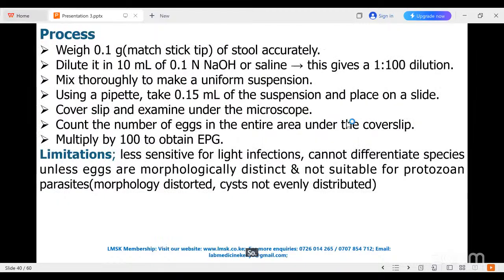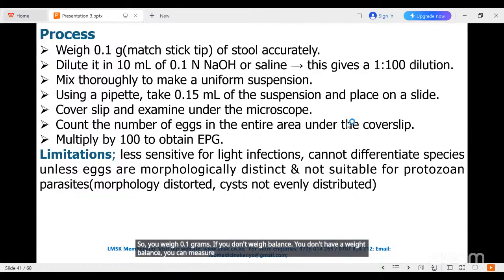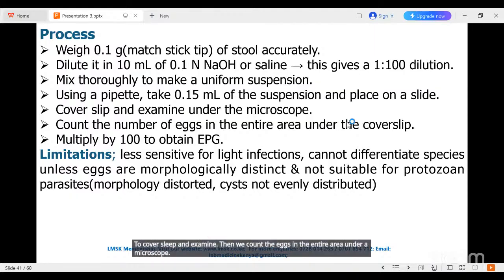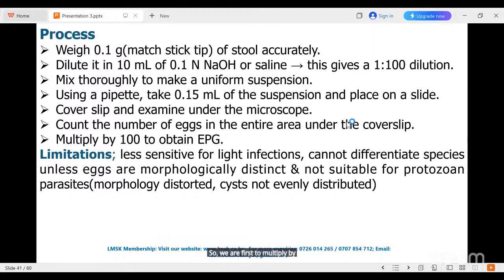You weigh 0.1 gram. If you don't have a weighing balance, you can measure the size of a matchstick tip, which is equivalent to 0.1 grams, and you standardize your method like that. Then you dilute this in 10 ml of 0.1 normality sodium hydroxide or saline. This gives you a ratio of 1 to 100. You mix uniformly, then pipette exactly 0.15 ml of this suspension onto a slide, cover with a cover slip, and examine. Then we count the eggs in the entire area under a microscope. We multiply by 100 to obtain eggs per gram.